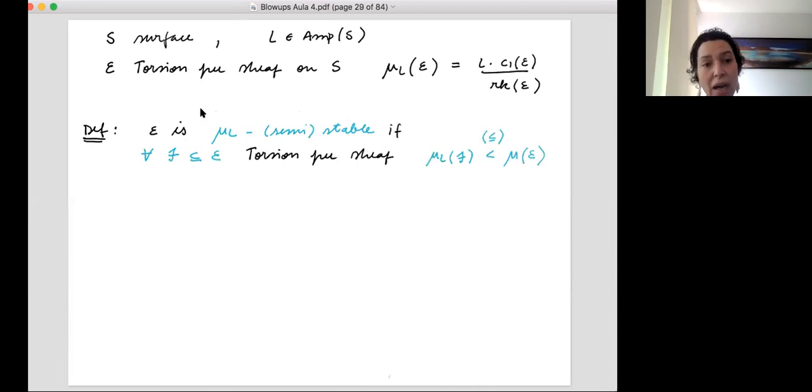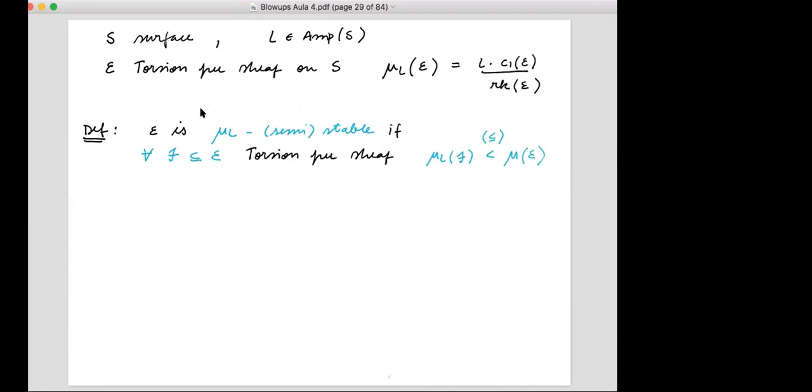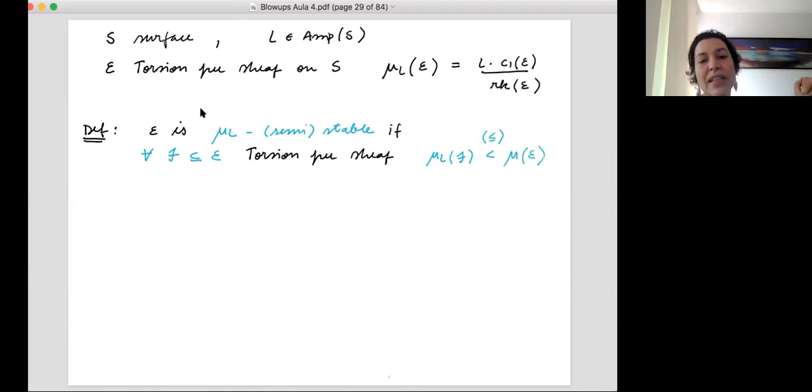And now we say that the torsion-free sheaf E is semi-stable if for every torsion-free subsheaf F, the slope of F is less than or equal to the slope of E. And we say that it is strictly stable if you actually have strict inequality. So this is the definition of what we call slope stability.